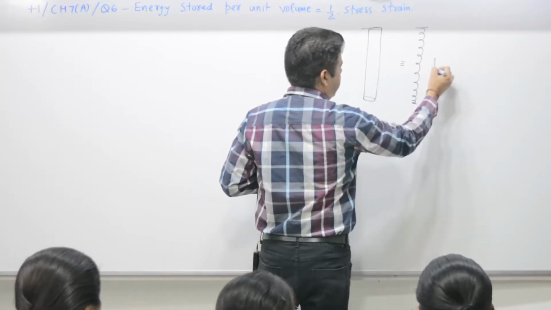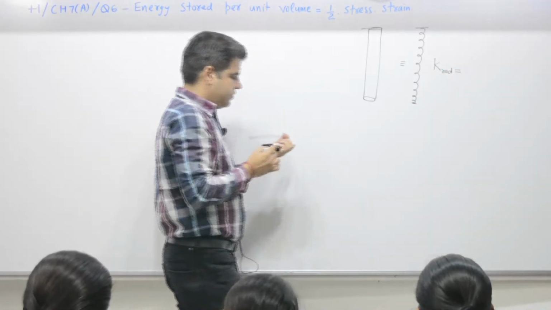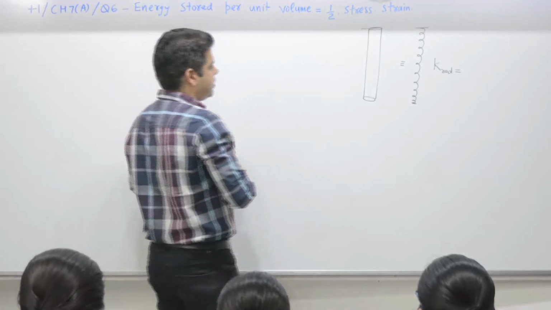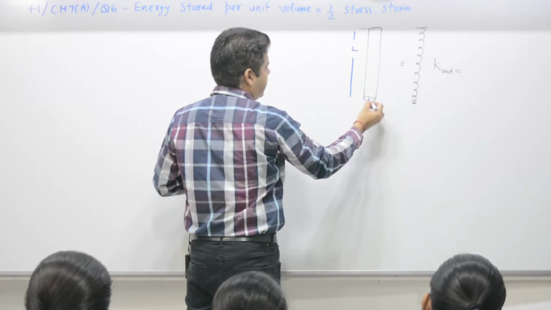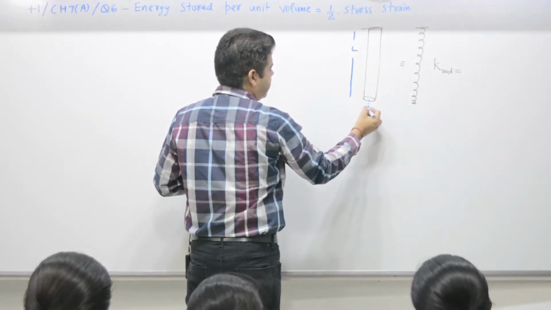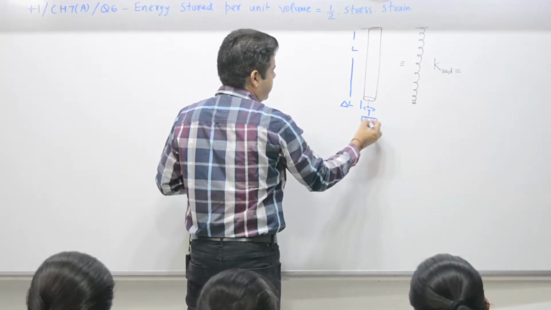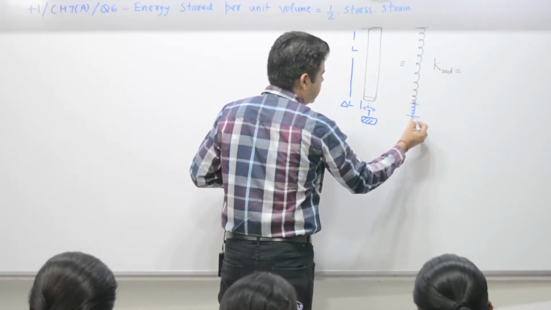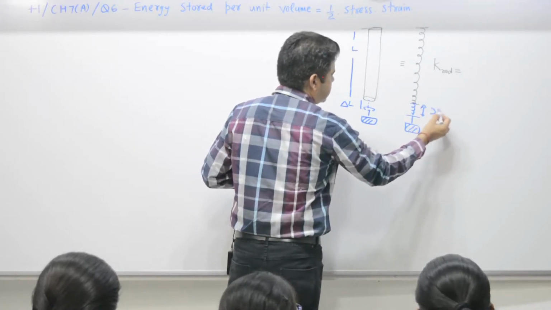That means K of a rod. This is what we need to find out. Original length of the rod is L. You add some weight, length increases by delta L. Here, when you add some weight, the length increases by say x.